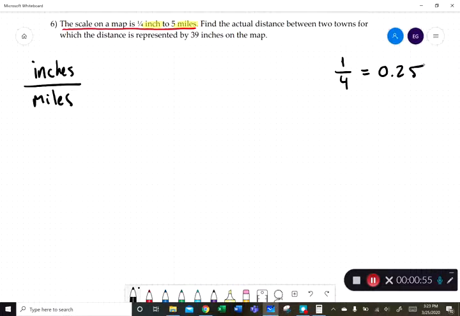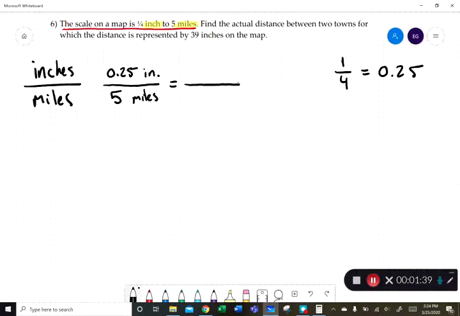Okay, so 1/4 of an inch, or 0.25 inches, goes with 5 miles. All right, so that's a ratio. And now the question: find the actual distance between two towns for which the distance is represented by 39 inches on the map. Okay, so if we want to set up a proportion, which remember, a proportion is a mathematical equation where one ratio or fraction is equal to another ratio or fraction.